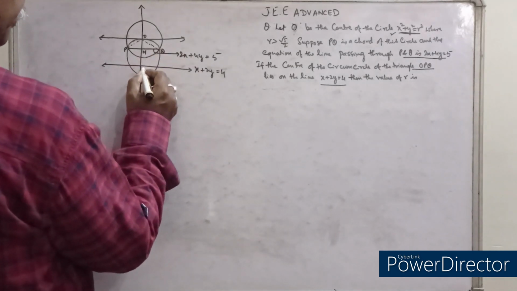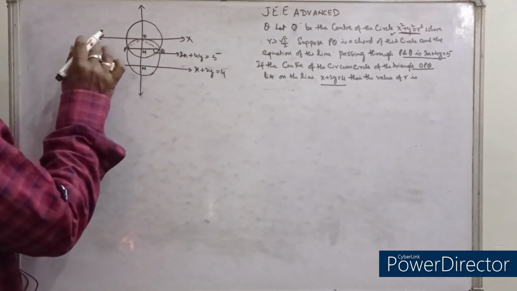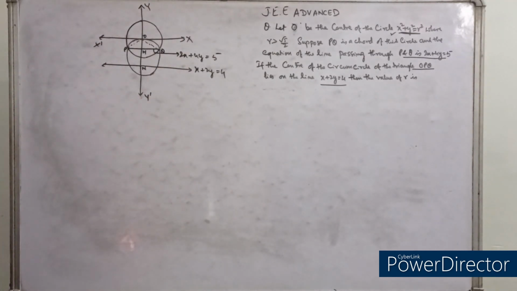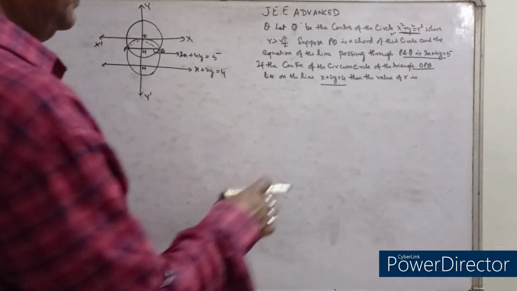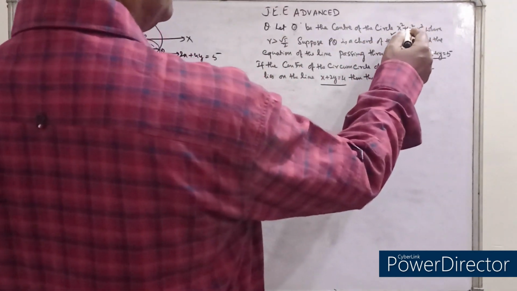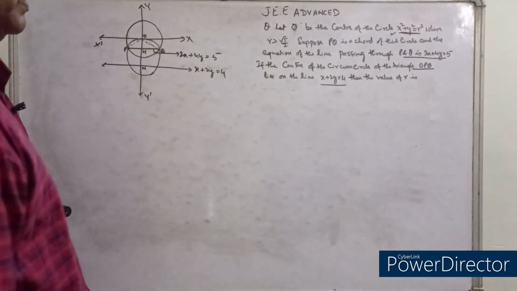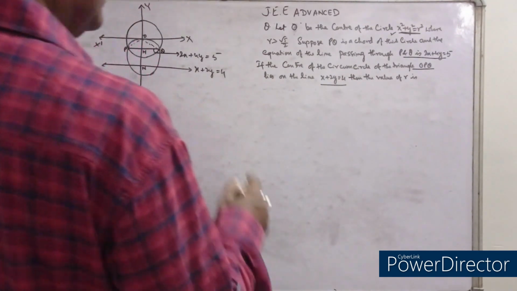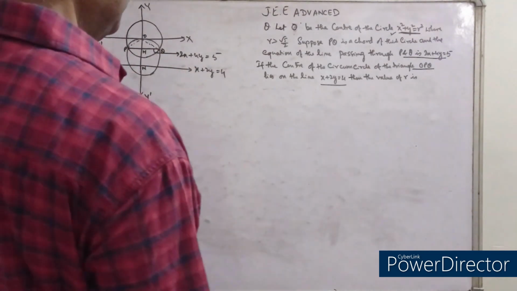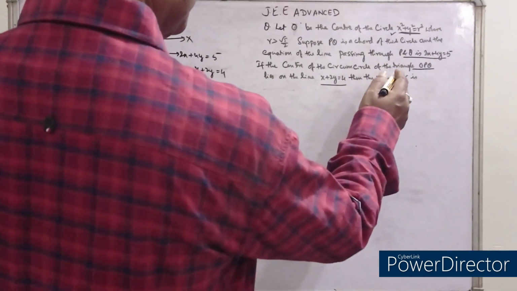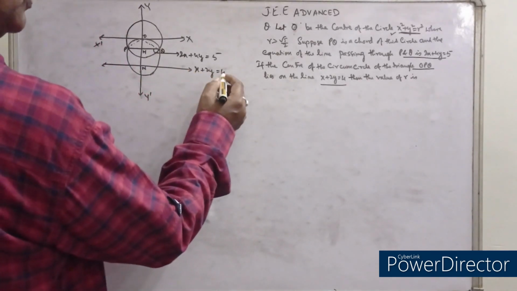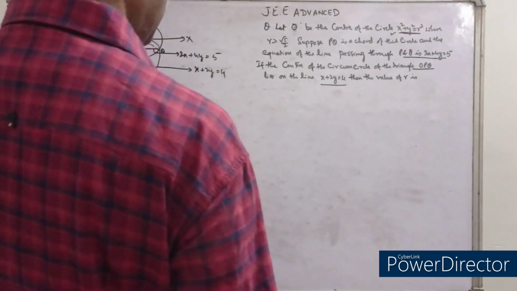Let this point be M, this point be N, this is x' x, and this is y' y. So first of all, try to figure out the question given to you. Let O be the center of the circle, at the origin, and there is a chord PQ in the circle. The equation of this chord is 2x plus 4y is equal to 5. And if the center of the circle of the triangle OPQ lies on the line x plus 2y is equal to 4, then what is the value of R?